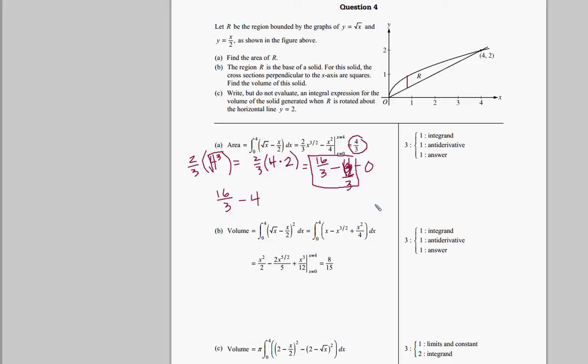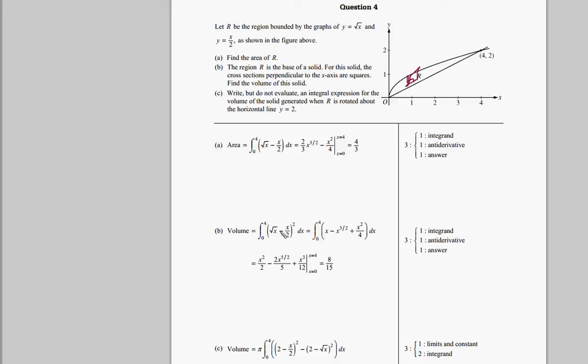Part B says to find the volume of the solid that's formed when you take squares and put them in here. So our squares are perpendicular to the x-axis, so they're going to be vertical strips. If you can see this kind of popping up out, there's my square, and the area of a square is base squared. So when I integrate this, I will go from 0 to 4 of my base.